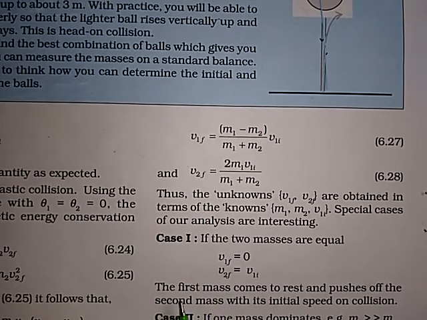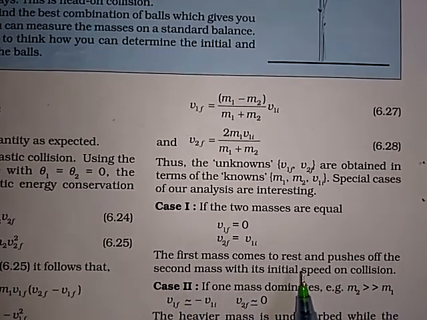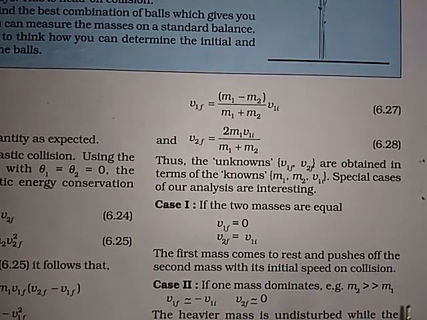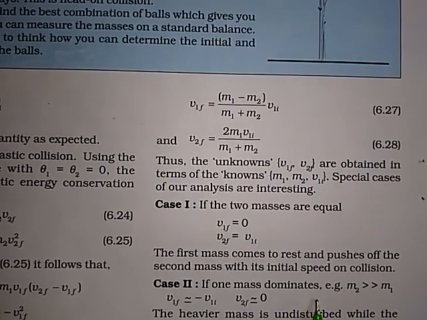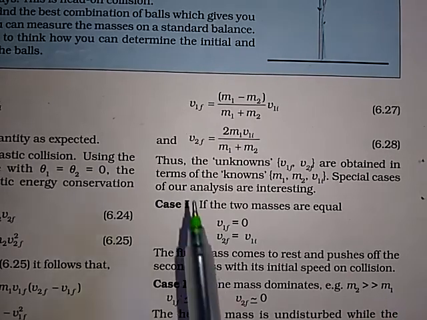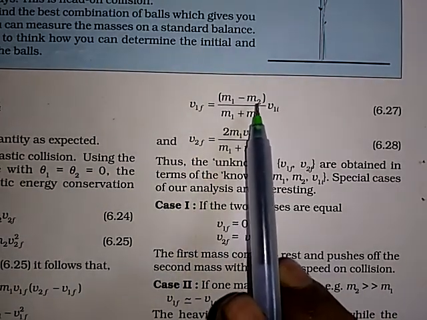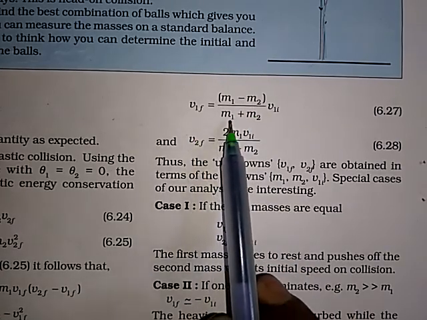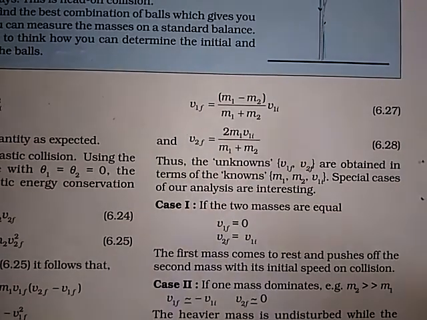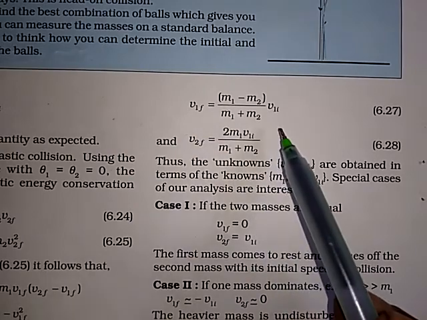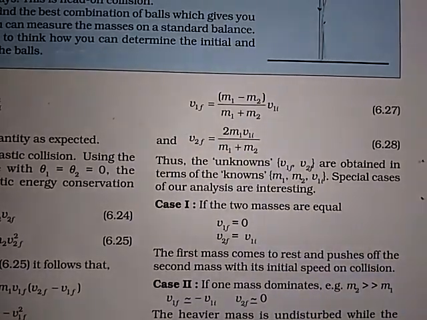So what happens is the first mass comes to rest and pushes off the second mass with the initial speed on collision. Now we have case 2. If one mass dominates, assume m2 is very much greater than m1. So in this equation, m2 very much greater than m1 means m1 is negligible. So m2 gets cancelled, and v1F is approximately equal to minus v1I.